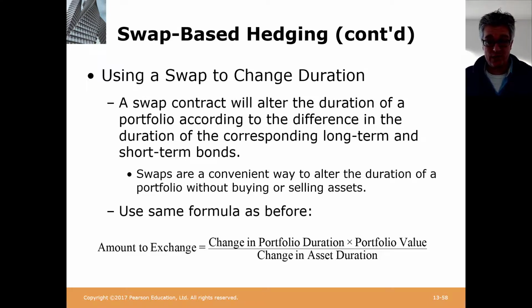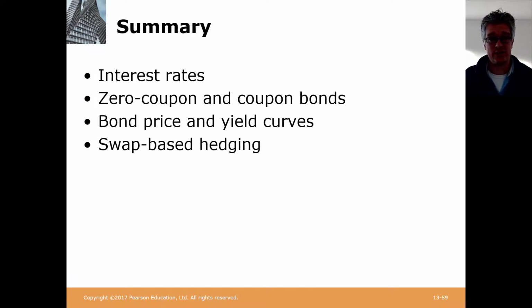How much should we exchange? Well, use the same formula as before. Check the example in the book, but in principle this is the exact same thing, where you simply look for: what is the change in the portfolio duration that I need? What is the portfolio value? And what is the difference between the duration in the floating and the fixed rate contract? That should give you a pretty good idea of how much you should exchange. It's the same exact idea as we saw in the duration-based hedging.